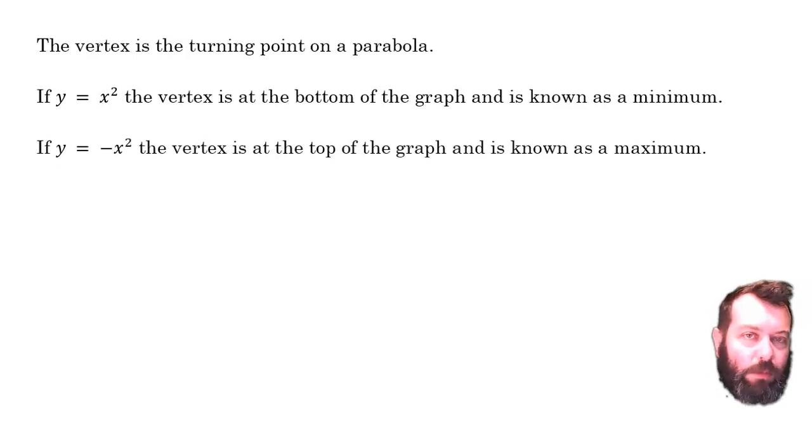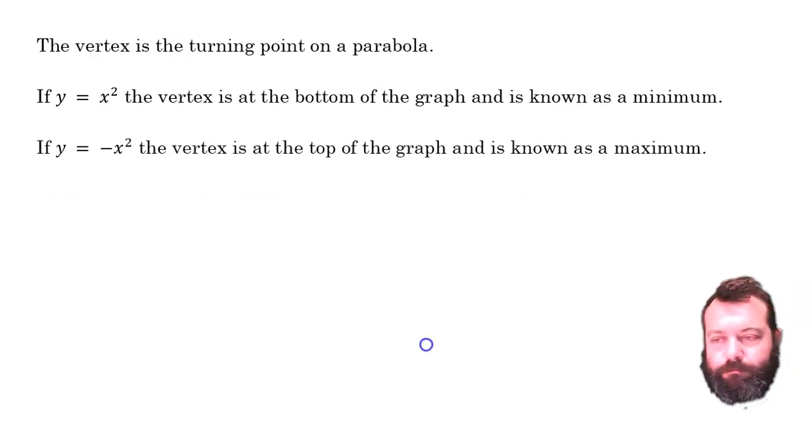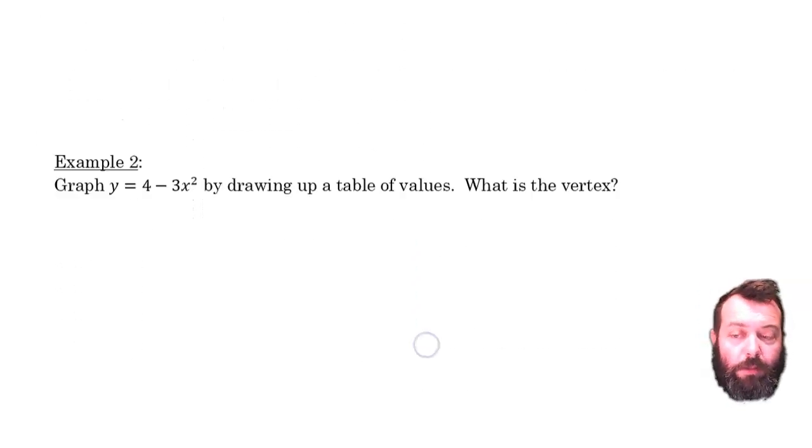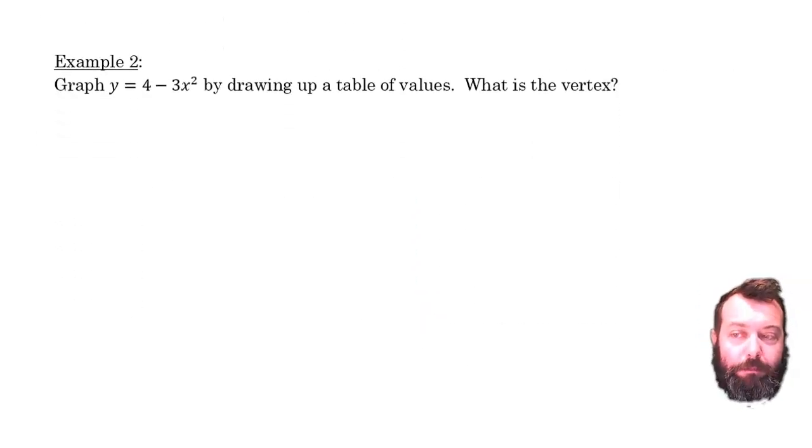We'll have a minimum or a maximum. That should make sense. Right. Let's see here. Sometimes we'll draw these with a table of values, and I think I've got an example of that here. So here's a graph. What's it going to look like?